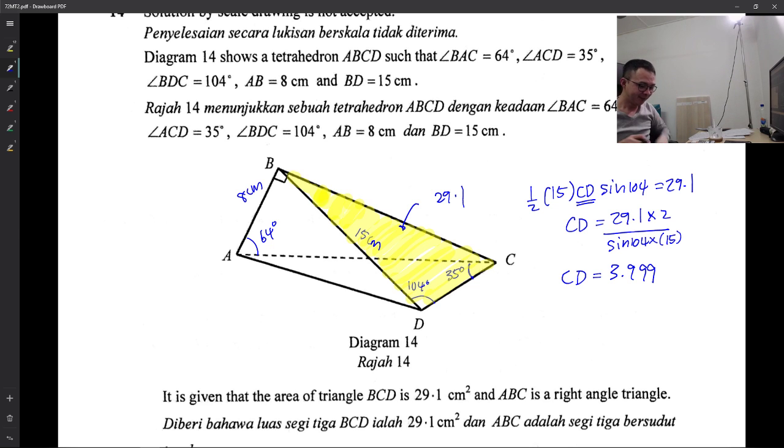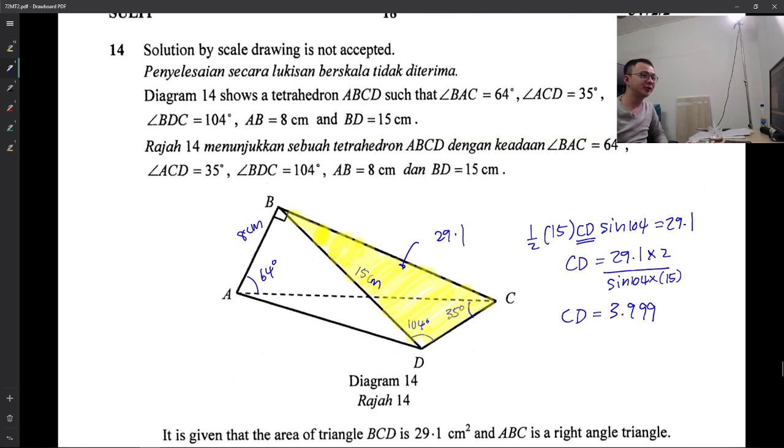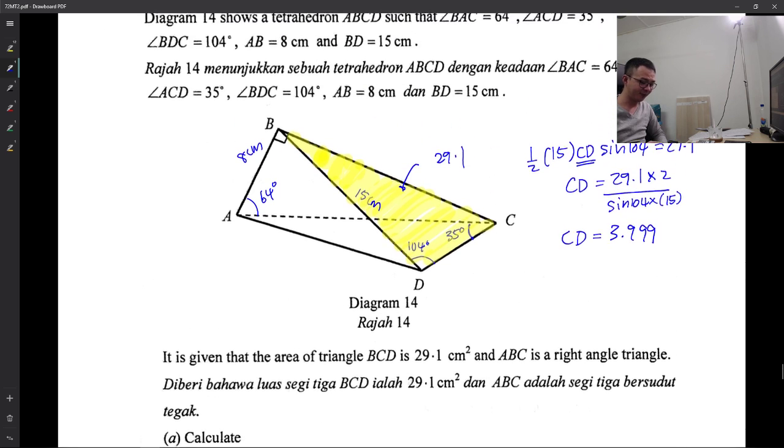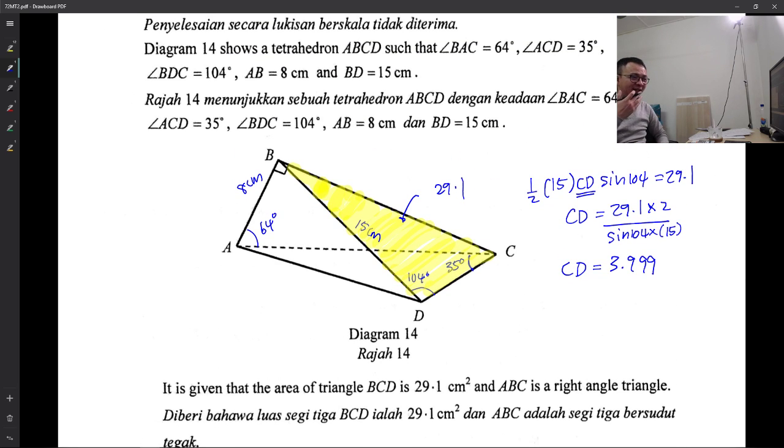Alright, so we just use the sine formula over here. The sine formula for area you should know. The next thing they ask us to find is AD. I need to find the length of AD, so I will use another triangle. I can find AC first because I have a 90 degree here.